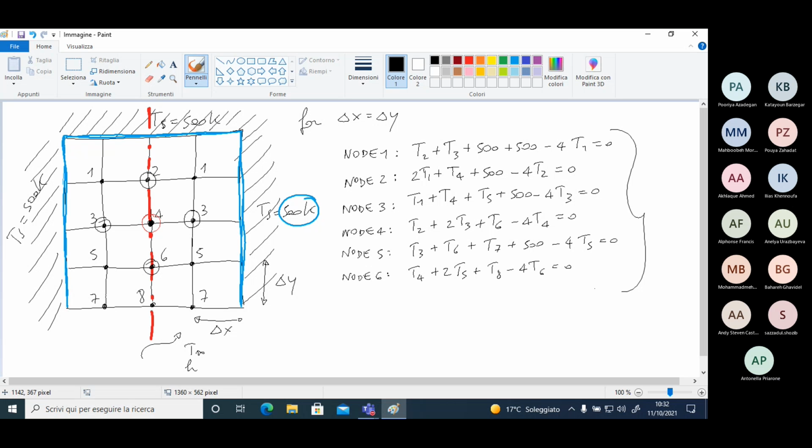Okay. Is it clear for all of you this point? Yes, Professor. Okay. Now I have to analyze the two cases: node 7, that is the same as node 7 on the other side, and node 8. So now I change the page and I write the energy balance for the node 7.